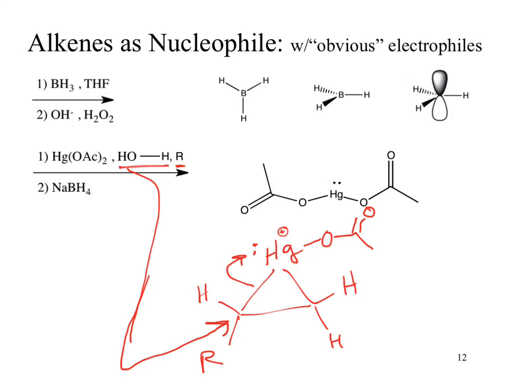How do we get rid of that? We reduce that off with sodium borohydride. That reagent will replace the mercury with a hydrogen. Okay? So the end result is the exact same as if we had just added acid and water, or acid and an alcohol. So why bother to go through with the mercury at all?